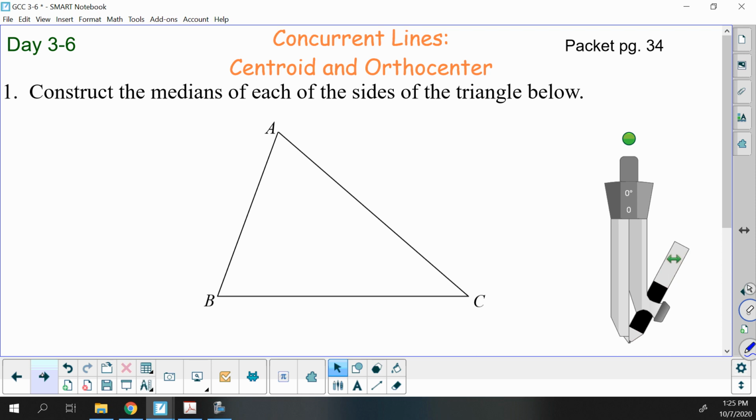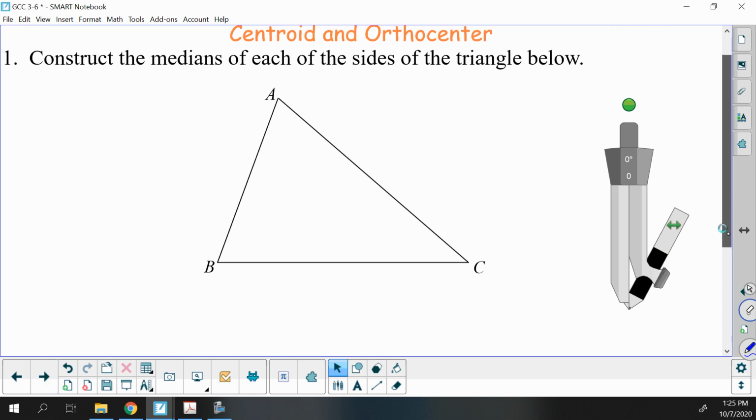All right, so we're going to be on packet page 34 today. There are 2 more points of concurrency that we're going to work on finding. We will need our compass and our straight edge, so if you could have that out as well. So we're going to construct the medians for each of these from each vertex. So the median connects to the midpoint on the other side.